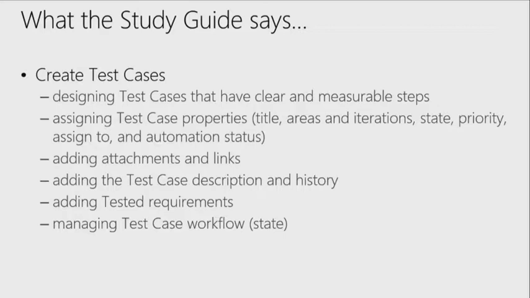Adding attachments and links. Here's where we get to some nuance. We get to talk a little nuanced about both attachments and links. And then we'll talk about adding the test case description. This is a field that we go in and we type stuff in. We'll talk about that, as well as history. Now, adding tested requirements. This is where we start to get to a really important level on the test. And then managing that test case workflow as well. Both of those things are things that we need to know deeply on the test. The other things, if you've used TFS for any amount of time, you probably already have a pretty decent hold on. Those two are things that we need to talk about if you haven't worked with test cases before.